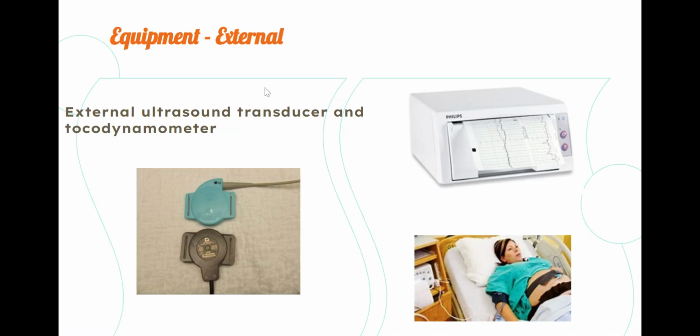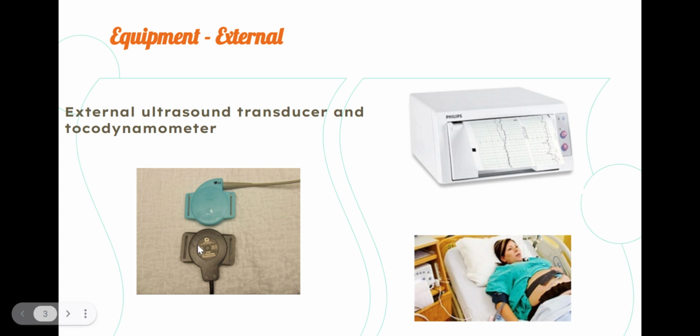So, this is some of the equipment you have. This machine right here is the monitor. You'll see the paper comes out. I'm going to explain how the little blocks work. Here's somebody on external fetal monitoring. That is your ultrasound transducer. That's what captures the baby's heart rate. You're not actually hearing the heart rate as much as the ultrasound is interpreting the striking motion of the heart.